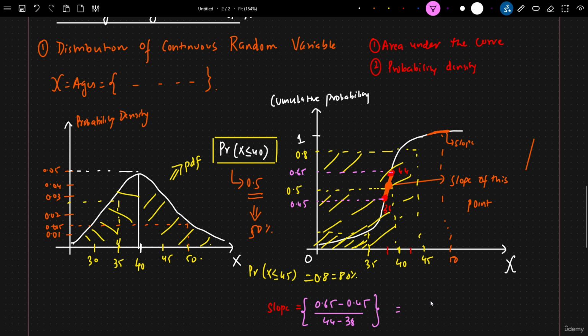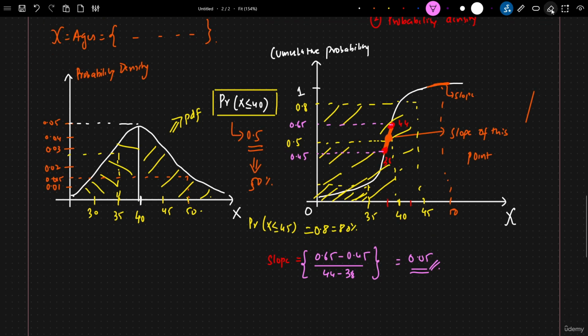Whatever number I derive from here, I'll write it over here. I've just put some random values, but if I put the original values based on this particular diagram, you'll see that I get 0.05. So whatever calculation you do, just do this particular division and you should be able to get your probability density.